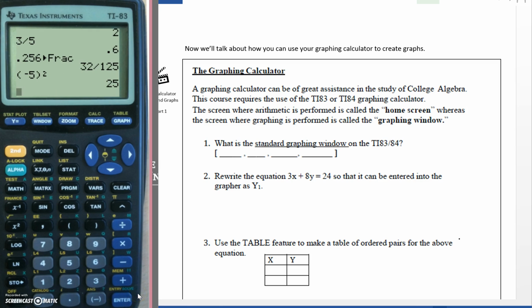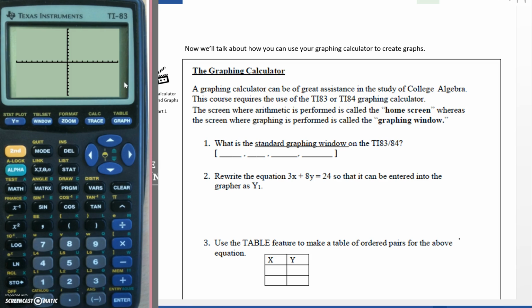Okay, so those are things we can do on the home screen, but what we really want to talk about here is how to use it to graph things. That's why it's called a graphing calculator. And if you just hit the graph button, oops, sorry, I've already got something in there. This will show you a blank graph if you haven't input anything yet. And what we'll often talk about is the graphing window, and that kind of means how zoomed in or zoomed out you are.